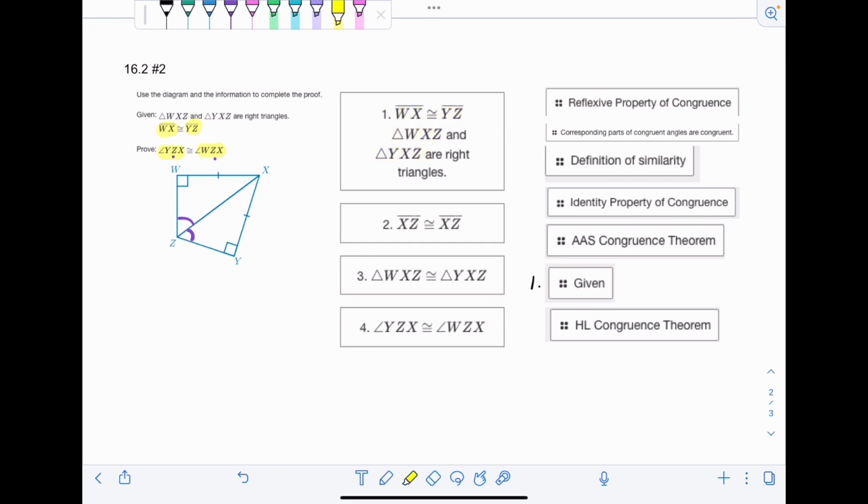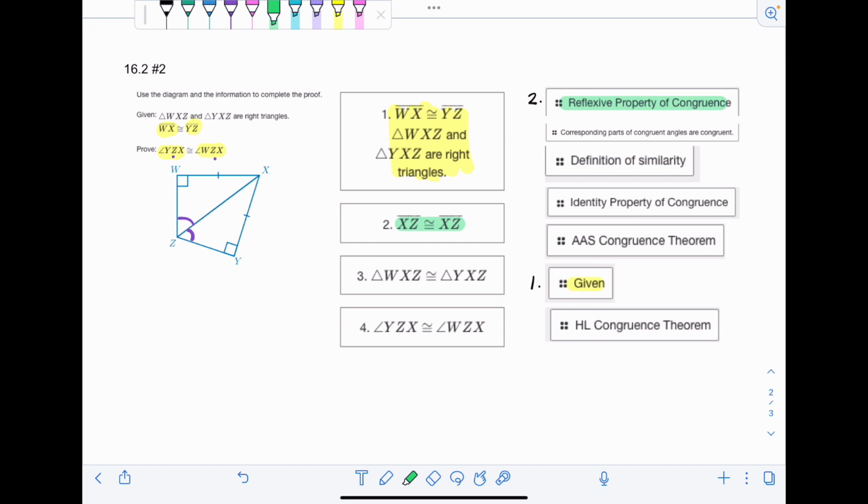Okay, number 2, I'm going to sort these two with highlighter in case that helps in any way. Number 2, segment XZ is congruent to segment XZ. Anytime you have something that says it's congruent to itself, that is the reflexive property of congruence. So 2 would be reflexive property of congruence. Think of reflexive like reflection, looking in a mirror, it gives you the same image back, and the object is congruent to itself.